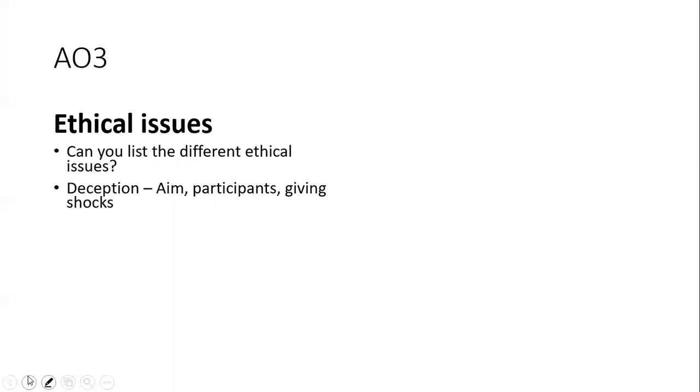Deception occurred about giving shocks. They thought they were giving actual shocks, meanwhile they weren't giving any. It was fake, and all the sounds that they heard were a recording. So there was a lot of deception. Now, please note, if we have deception, we automatically have the lack of informed consent. So there is an issue there.